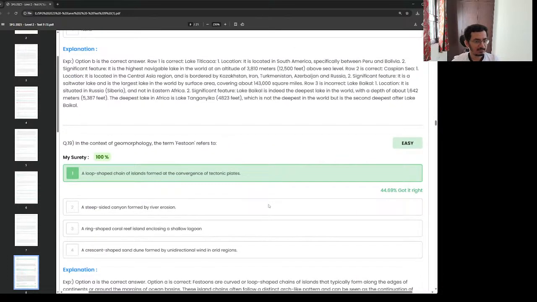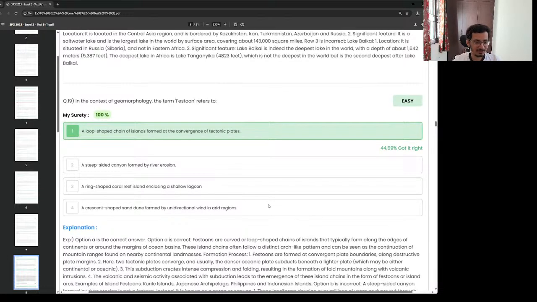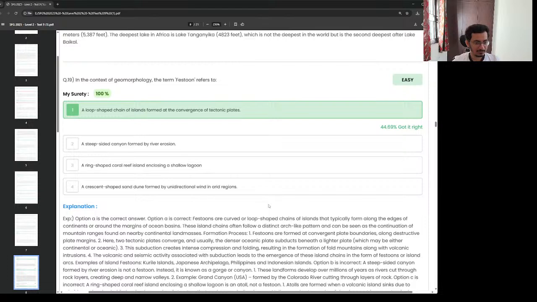Then the next is in the context of geomorphology, festoon is a chain of islands. It's a loop-shaped chain of islands formed due to convergence of tectonic plates. Festoons are curved loop-shaped islands. Some examples of festoons are Kuril Island, Japanese archipelago, Philippines, Indonesia. All of these are large festoons.